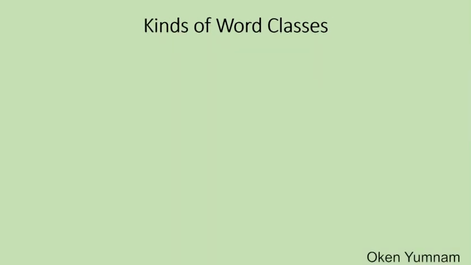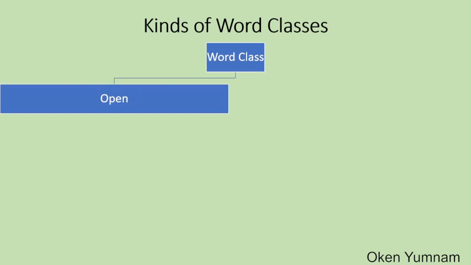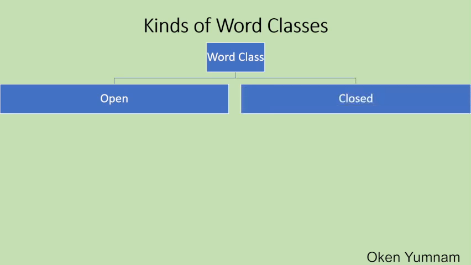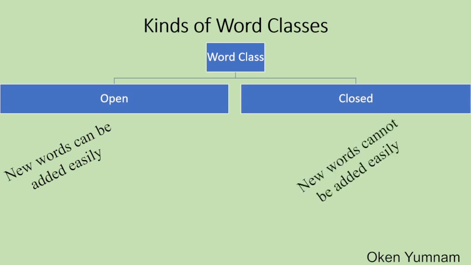Before that, let's see how we classify these word classes into groups. First of all, we can classify the word classes as open, and another one closed. And which are the open word classes? Open word classes are those word classes where we can add new words quite easily, and closed where we cannot add them so easily.